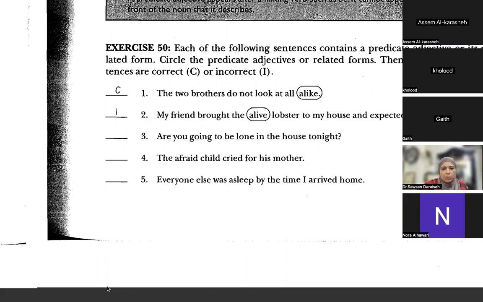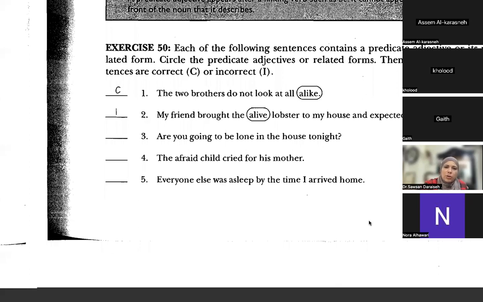Dr. Asim, let me listen to what you have to say. Hello, everyone. I'm going to pick sentence number 3. Go ahead. Are you going to be alone in the house tonight? This is an incorrect sentence. The mistake is in the word alone. It should be changed to alone.